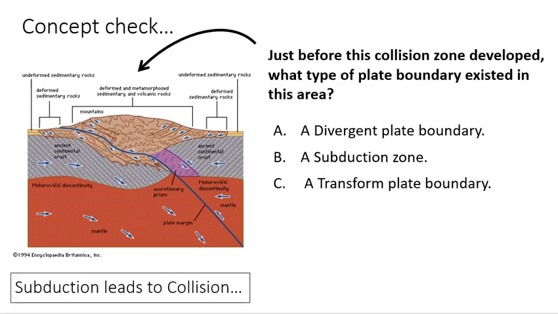Okay, let's try another concept check question. We're looking at a collision zone again in cross-section over on the left. And the question is this: just before this collision zone developed, what type of plate boundary existed in this area?